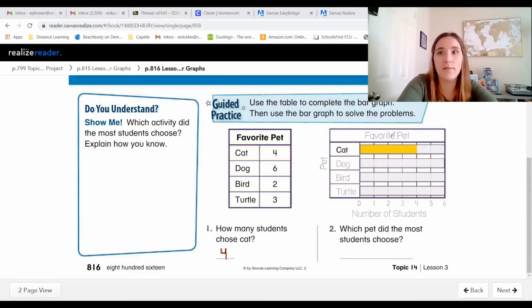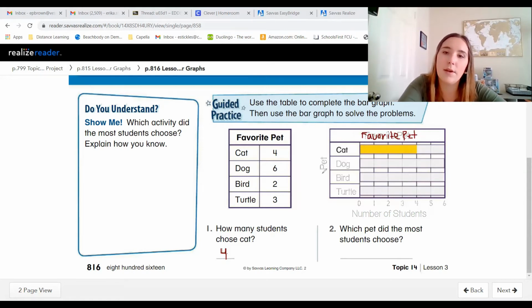Now we need to use this table of data, of information, to make our bar graph. But notice we need to fill in the labels. So we have to put down the title first. The title is going to be favorite pet. So that's what I'm going to put right here. Favorite pet. I know it's kind of tricky to read because I'm writing over the top of the other stuff, but favorite pet, just like that. That's my title.